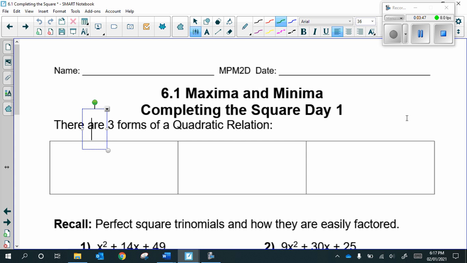Okay, so here's our note. If you have this printed out, that's great. You can fill it in. If not, please use lined paper and write your own note for this complete the square.